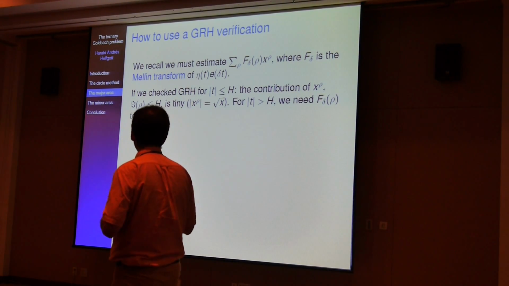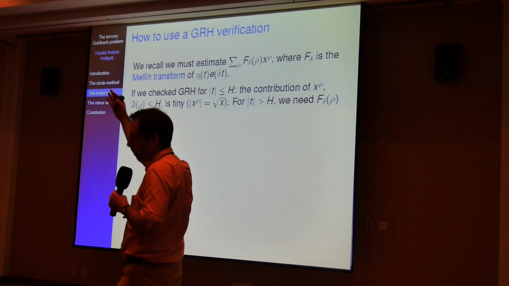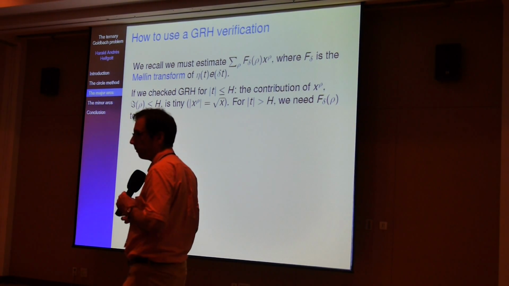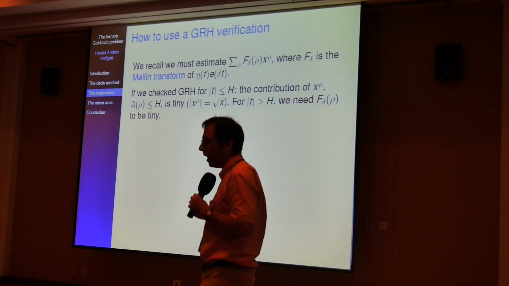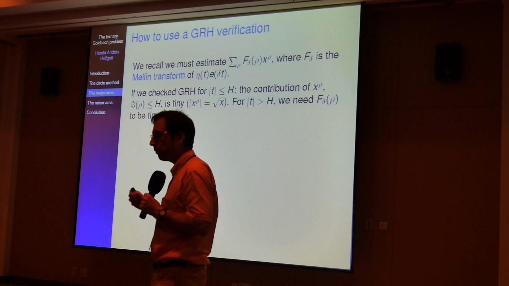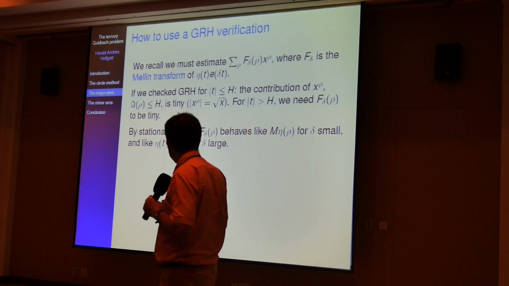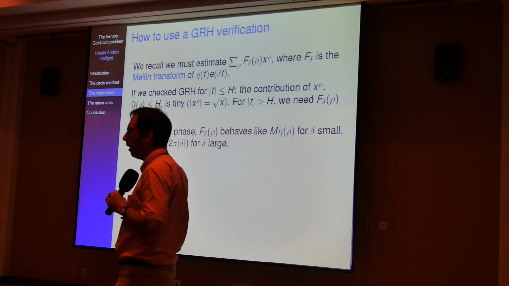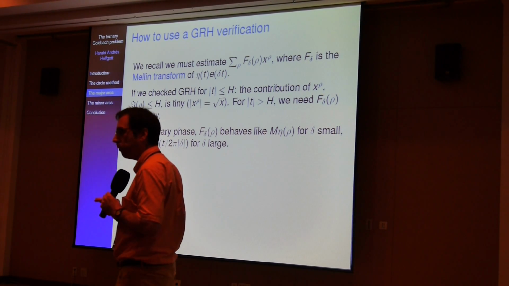Now, for t bigger than H, we know in essence nothing about the location of the zeros. The zero-free regions are very weak, and our computer check ended. So the only way to win is for F delta of rho to be tiny. Alright, so we have to choose eta for this to be true, for F delta of rho to be tiny when the imaginary part is big enough. You can show by stationary phase that F delta of rho behaves like the Fourier transform of eta, the smoothing function itself, without the phase, when delta is small.